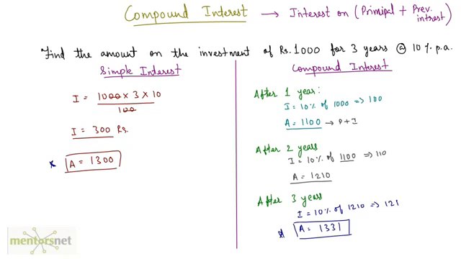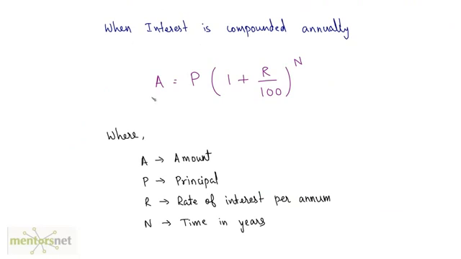Now when solving problems, you don't need to follow this long procedure. There's a formula for calculating the amount on compound interest. When the interest is compounded annually, this is the formula. The amount is equal to the principal into 1 plus R upon 100 raised to N, in which A is the amount, P is the principal, R is the rate of interest per annum, and N is the time given in years. So with this formula, let us solve a problem.